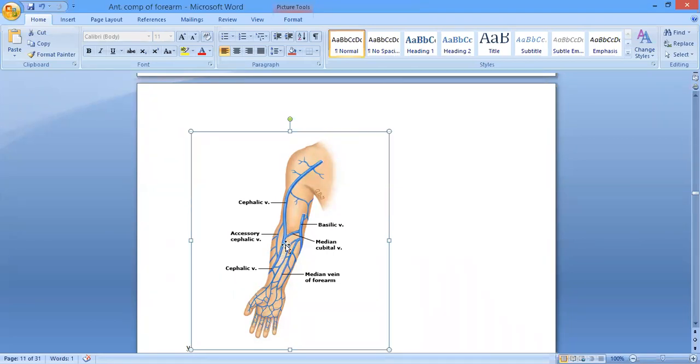And during its course, it is receiving a small variable number of veins from the dorsal and the lateral aspect of the forearm.